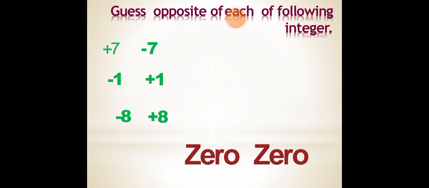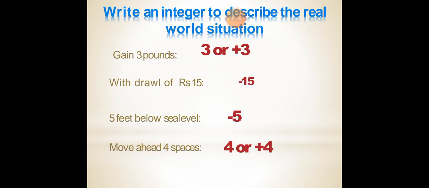So guess the opposite of each of the following integers. It's already done: plus 7 and minus 7, minus 1 and plus 1, minus 8 and plus 8. And 0 does not have any opposite, as it is neither positive nor negative, so 0 itself is its opposite.